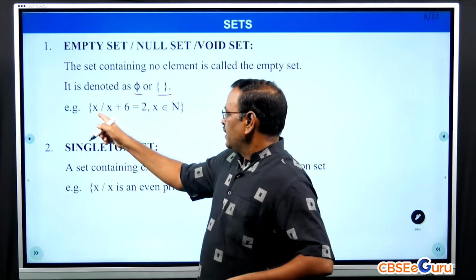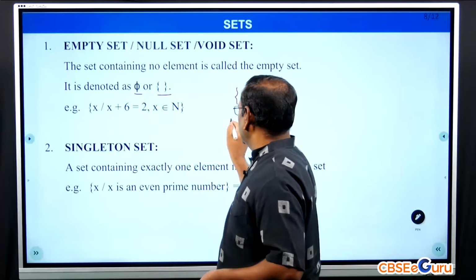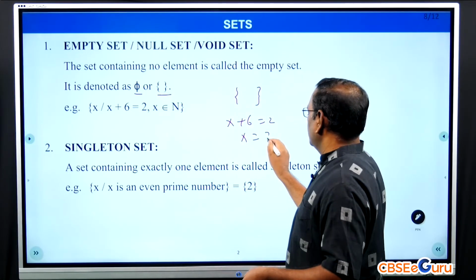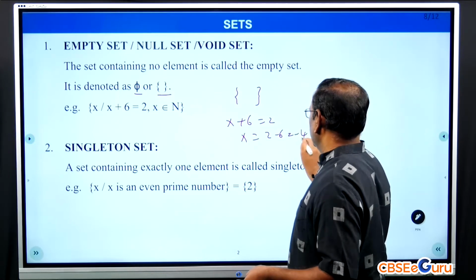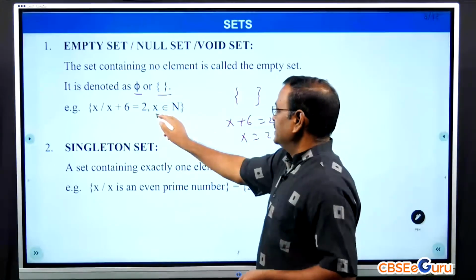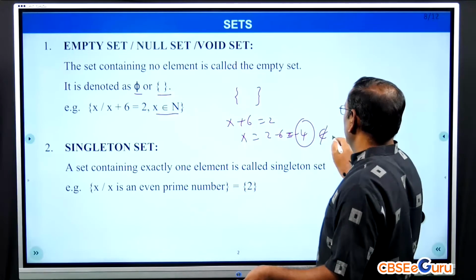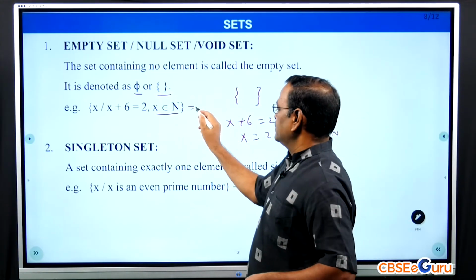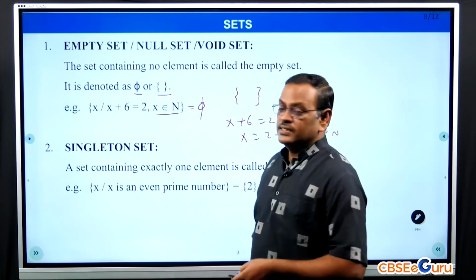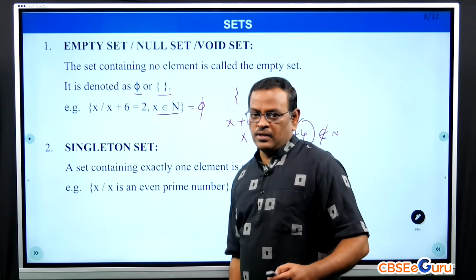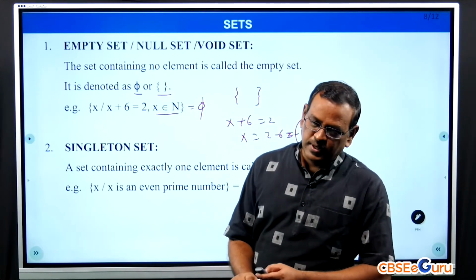See here, set of all x such that x plus 6 equals 2, so x equals 2 minus 6 equals minus 4. But here x is a natural number, and this is not a natural number, it does not belong to N, and hence it is a null set. A set which has no element is called a null set, void set or empty set.